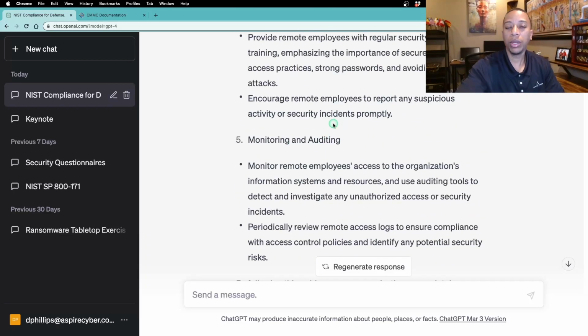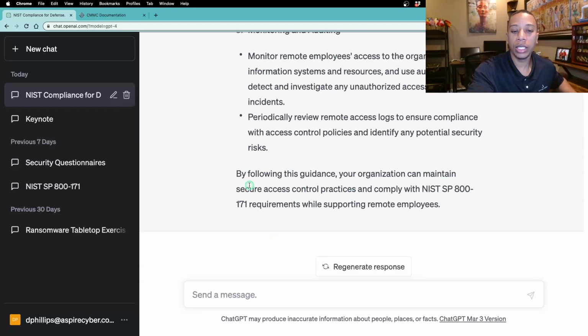So a lot of the same approaches you would take for employees working in the office. Yeah, you're just going to have additional security measures in place for teleworkers. So let's see if I can get ChatGPT to give me a chart format.